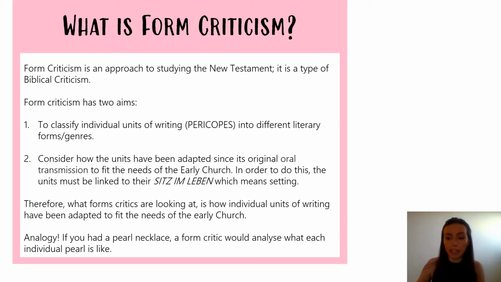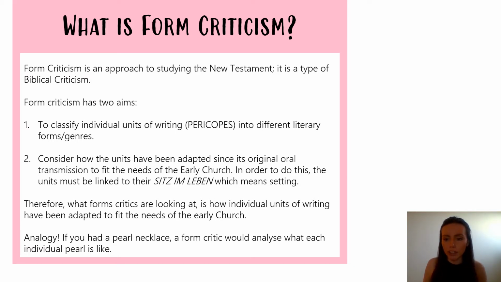So, upon hearing the story, how did the gospel writers amend or adapt the account that is written down in order to meet the demands of the early church? In order to do this, form critics need to link these individual units of writing to what's called a Sitz im Leben, which means its setting. Therefore, in total, looking a bit more holistically, what form critics are trying to look at is how individual units of writing have been adapted to meet the needs of the early church.